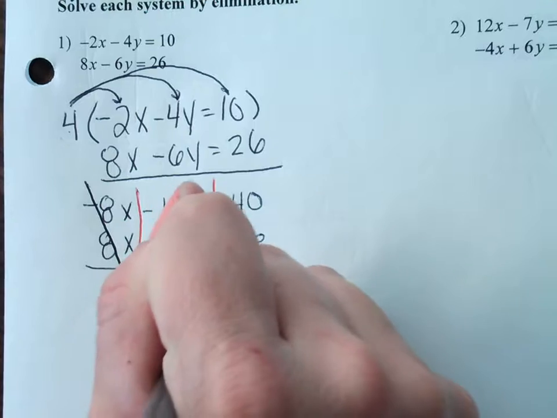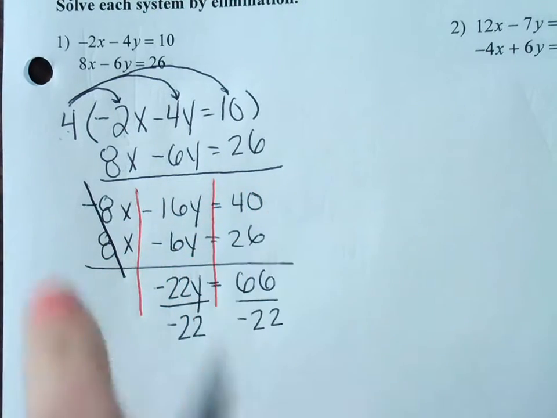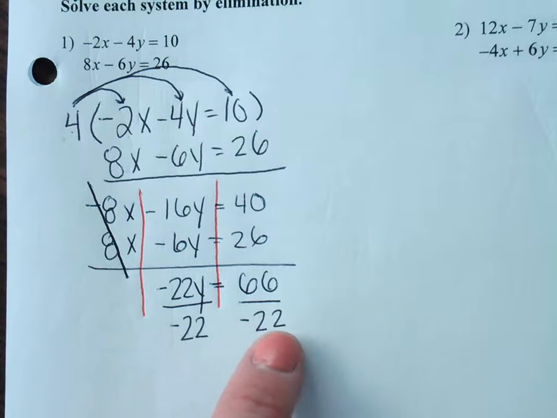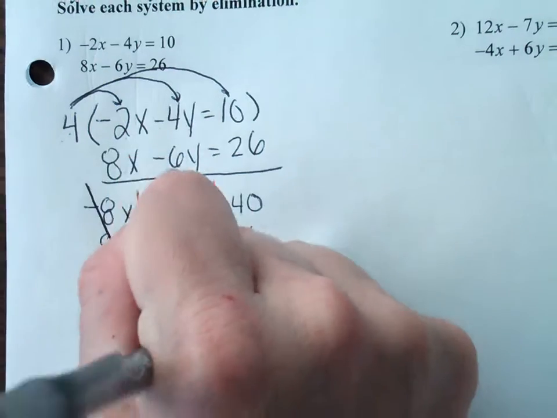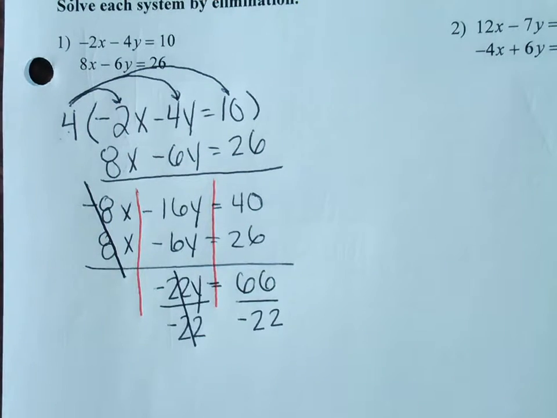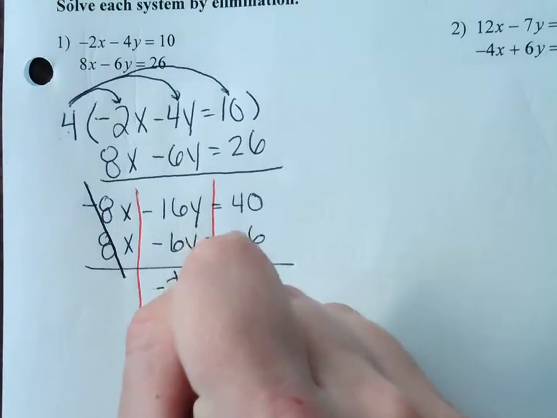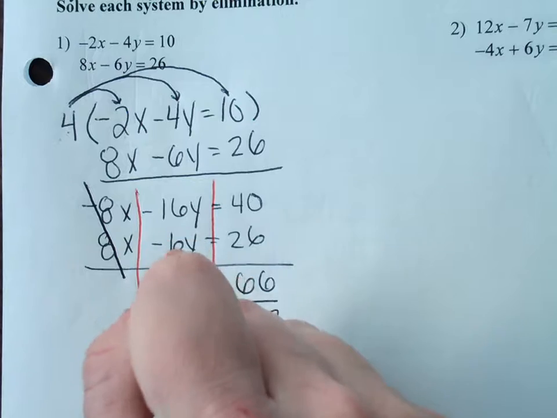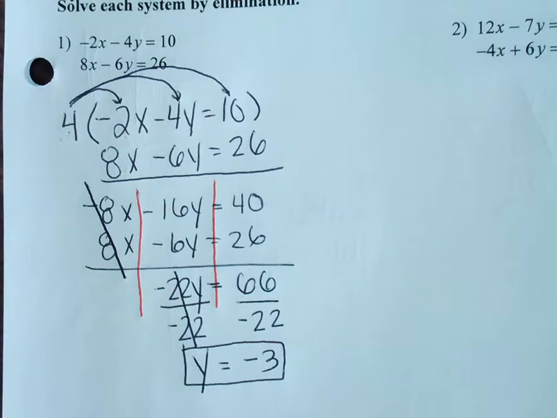Divide both sides by negative 22, because the operation that's happening between negative 22 and y is multiplication, and the inverse of multiplication is division. Negative 22y divided by negative 22 leaves me with 1y, or just y. 66 divided by negative 22 gives me negative 3. So we have a y value of negative 3.